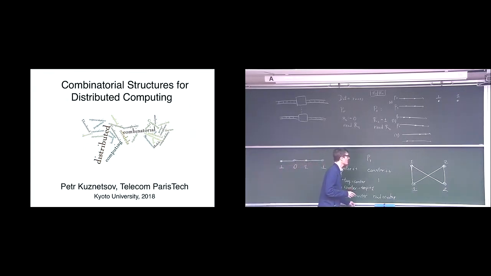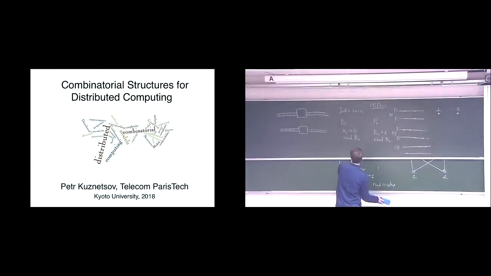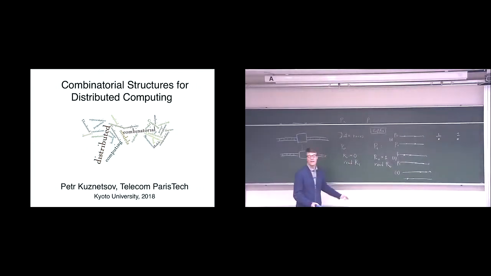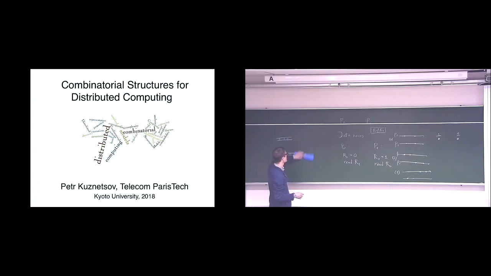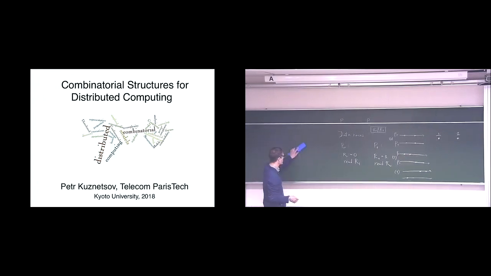And just one last illustration, which I think is good because it shows that the structure you obtain depends so much on the power of the model. So there are different models, and sometimes it's very hard to compare the power of models. But let's consider a specific model in which you have what they call a test and set instruction.